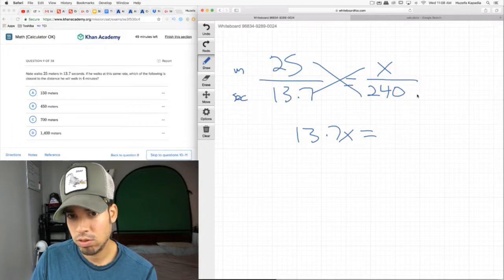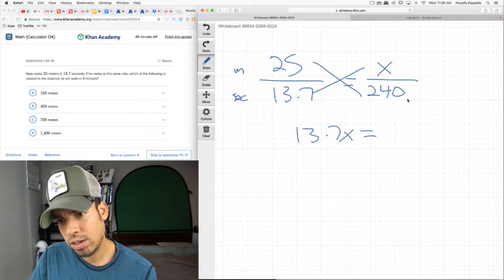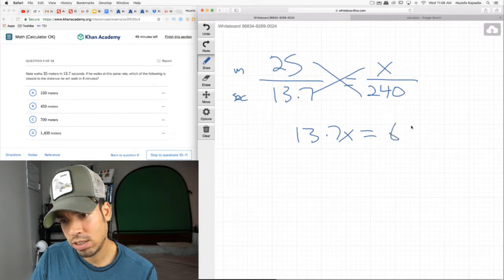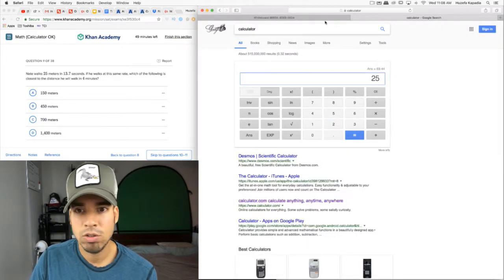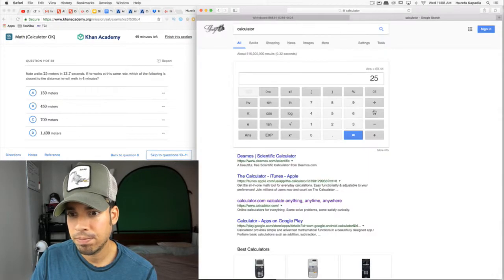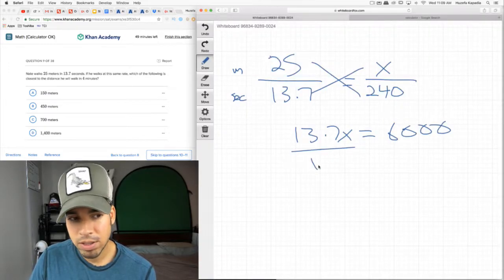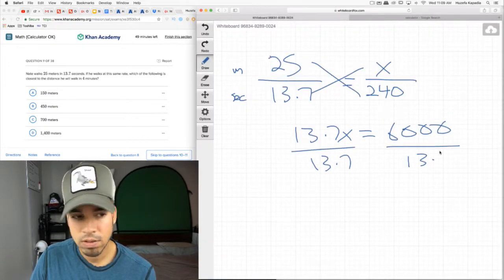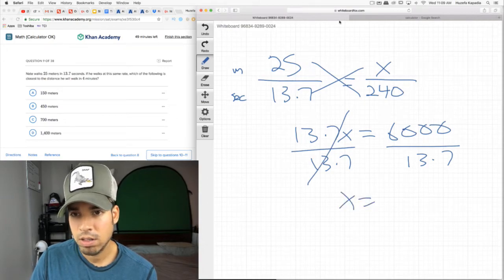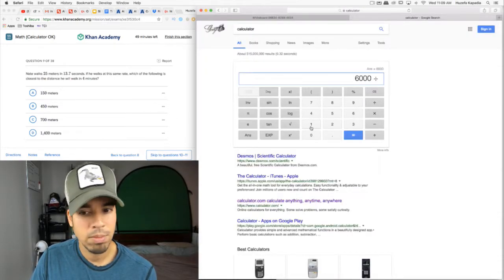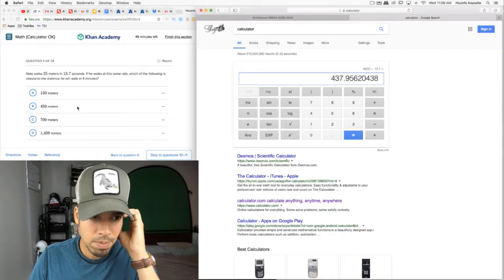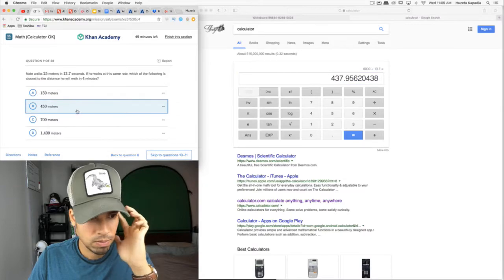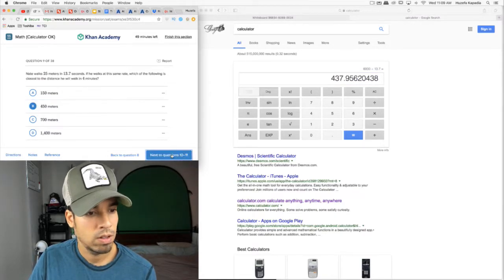13.7x equals, let's see, 4,800 plus 1,200 is 6,000. But I'm going to double check my math because you never know. 25 times 240. 6,000. All right, then we divide by 13.7. 6,000 divided by 13.7. 437. So about 450. Okay, that's the closest one.